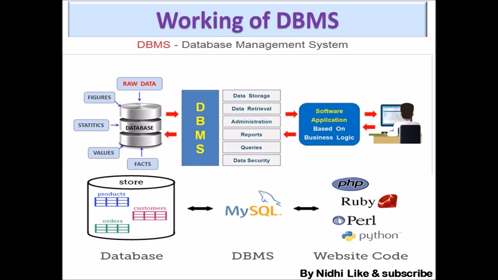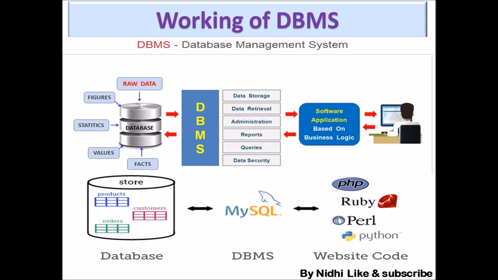In the previous class we talked that in this chapter we will read about the relational database management system. In the image below you can see that a database consists of tables. Product is one table, customer is another table, and orders is another table. This is a database with the name store.